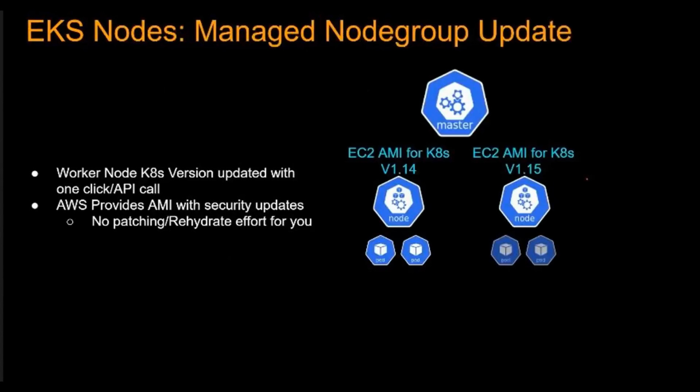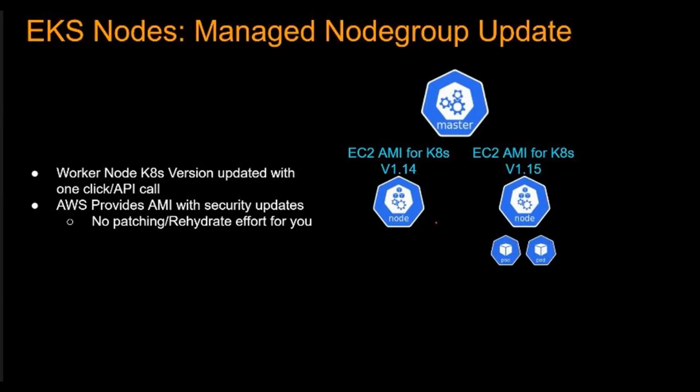Worker nodes version updated with one-click API. So again, in a managed scenario, the worker nodes, whether it's master or worker, are being taken care of by AWS. AWS provides AMI with security updates, no patching or rehydrate effort for you. So in other words, we don't manually bring them up is what that really refers to.